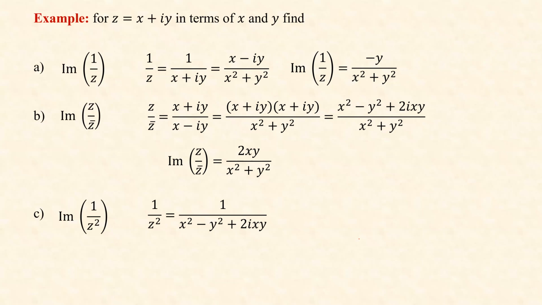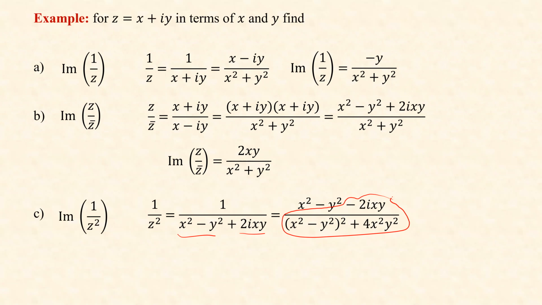And then you can multiply both numerator and denominator by the complex conjugate of the denominator. Then you get this squared plus 2xy squared. It becomes 4x squared y squared. That's the denominator. The numerator is the complex conjugate of the denominator. So it becomes like that. So you see that the imaginary part is the coefficient of i, which is all of this, right? So it becomes negative 2xy divided by the quantity x squared minus y squared, squared, plus 4x squared y squared.